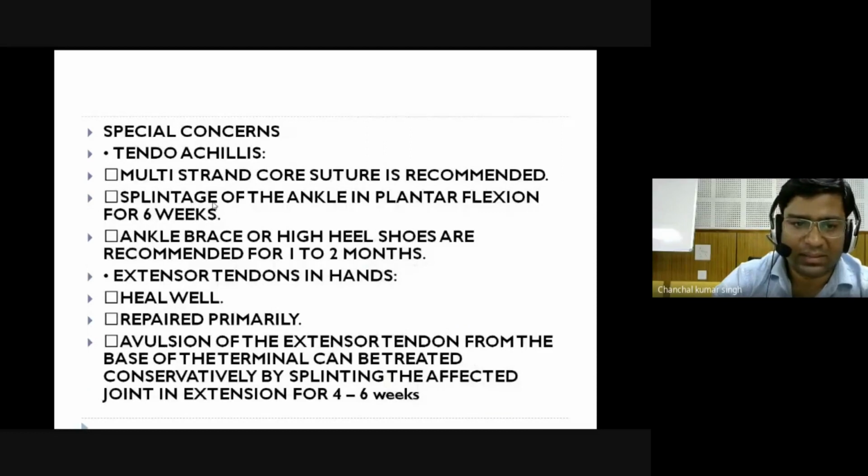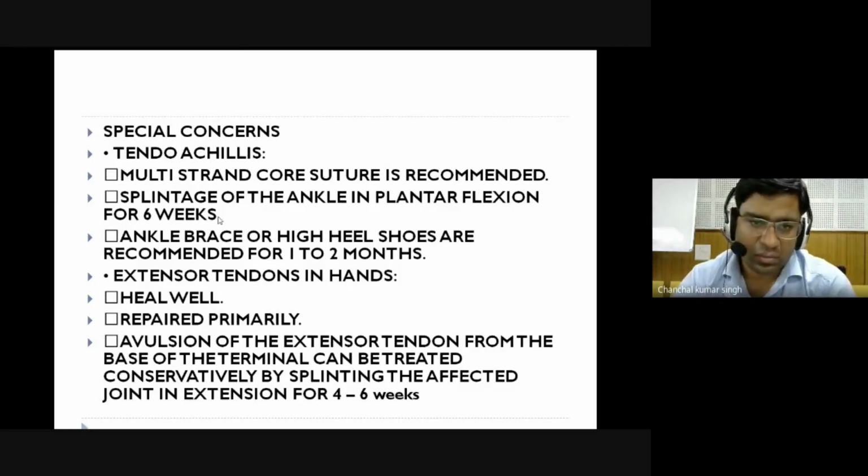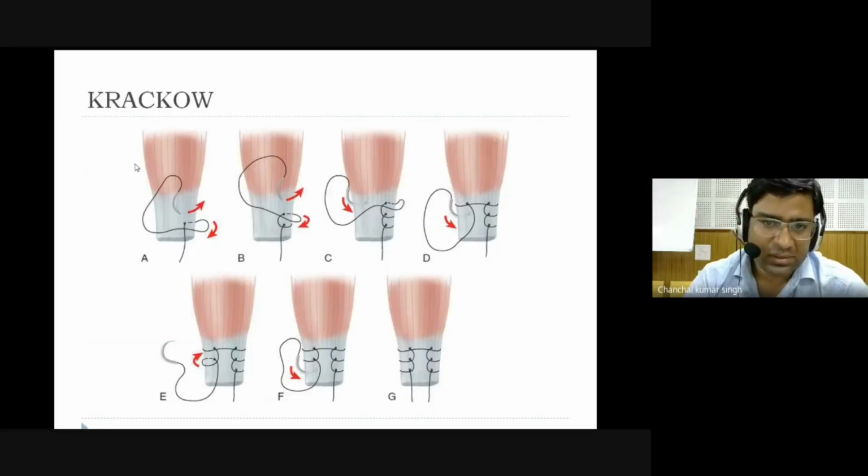So if you go on to tendo Achilles, post splintage is required post repair for 6 weeks initially, and can be for a longer time. You may have to use an ankle foot orthosis for around 6 months at times, depending on the strength you achieve post repair and by physiotherapy. So this will deal with hand injury.